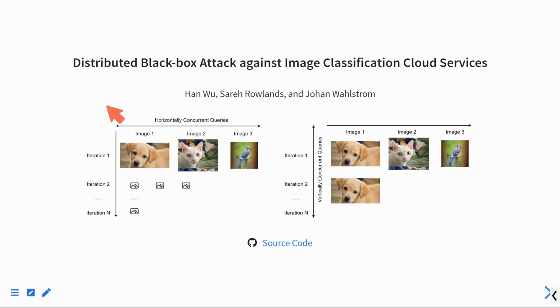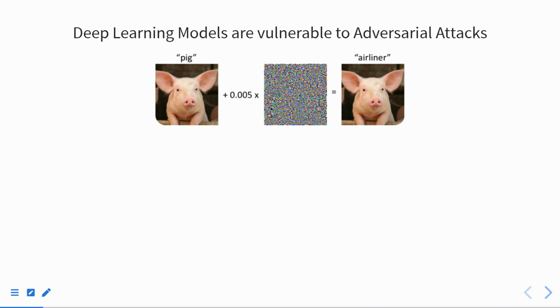Hi, I will present distributed black box attack against image classification cloud services. Black box attack can fool image classification models without access to model details. Our research intends to investigate if black box attacks have become a real threat against image classification models deployed on cloud servers. It is no more secret that deep learning models are vulnerable to adversarial attacks. We can generate human unperceivable perturbations to fool image classification models.